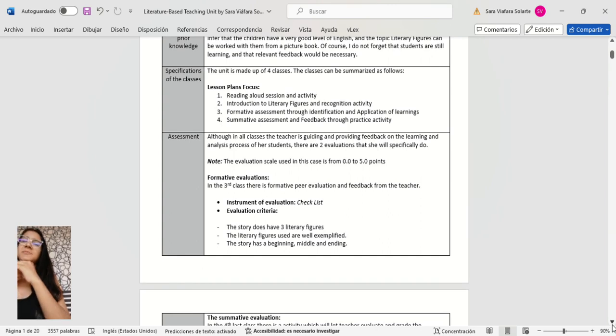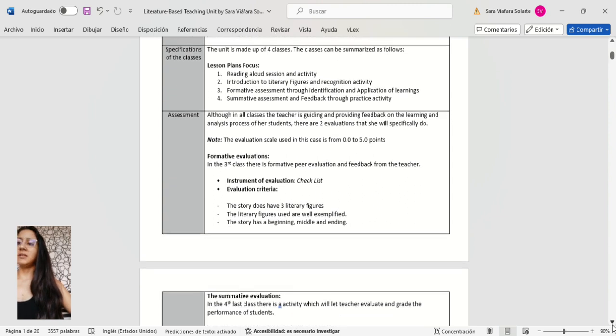About some specifications of the classes: the first class is a reading aloud session. The second class is an introduction to the topic of literary figures, and a recognition activity. The third class has a formative assessment through identification and application of learnings. And in the last class, there is a summative assessment and feedback through a practice activity.